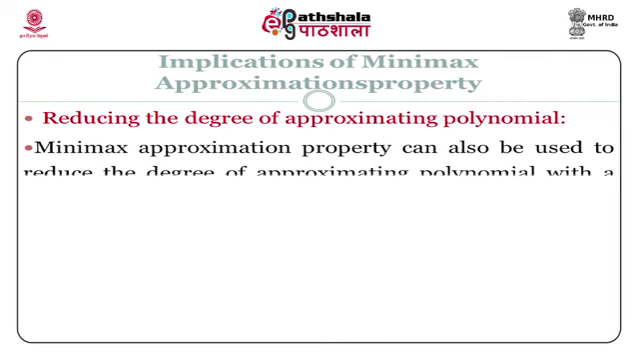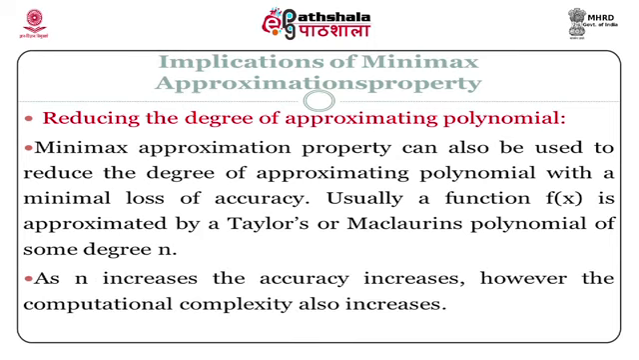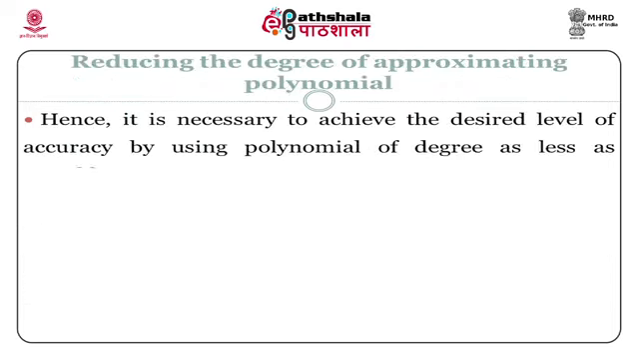So, the minimax approximation property can also be used to reduce the degree of the approximating polynomial with a minimal loss of accuracy. Usually, a function f(x) is approximated by Taylor's or Maclaurin's polynomial of some degree n. As n increases, the accuracy increases, however, the computational complexity also increases. Hence, it is necessary to achieve the desired level of accuracy by using a polynomial of degree as low as possible.